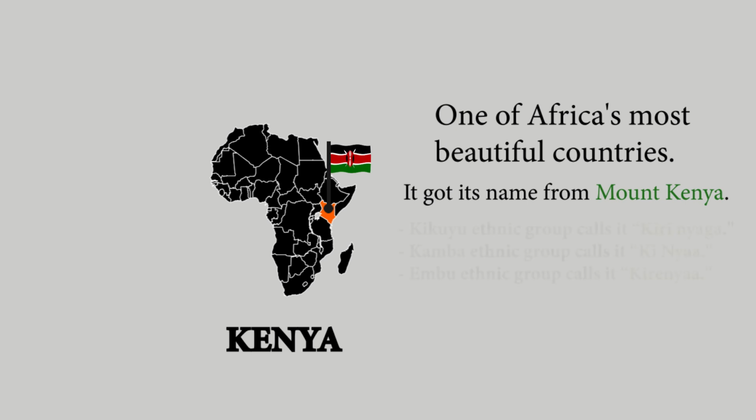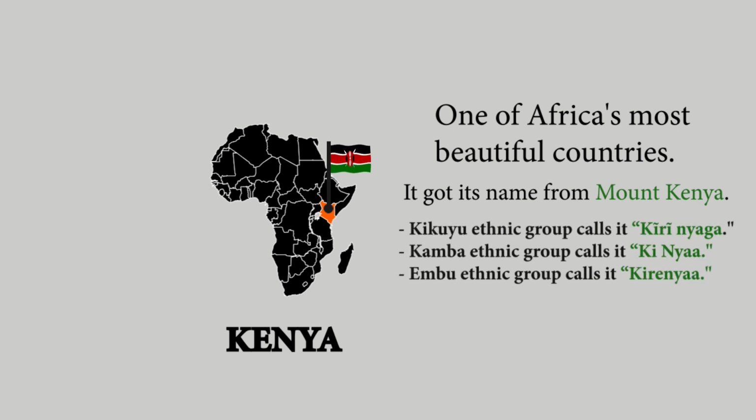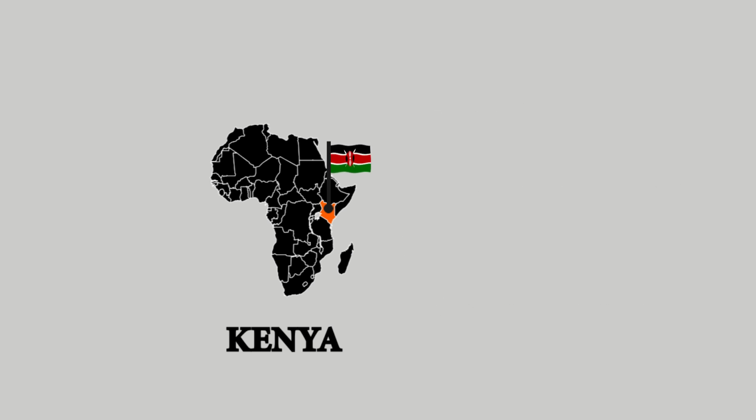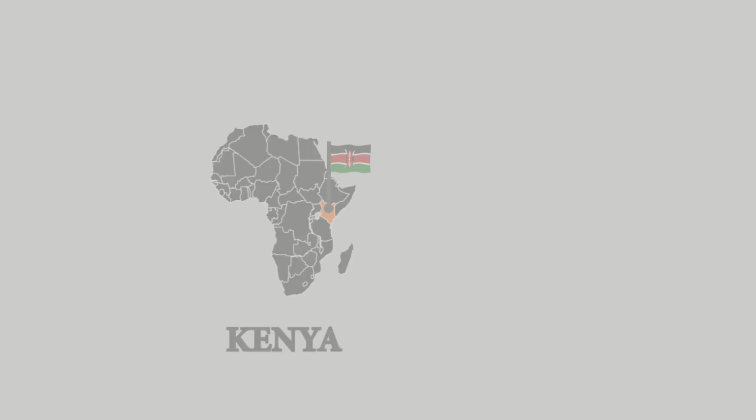The Kikuyu ethnic group calls it Kirinyaga. The Kamba ethnic group calls it Kinya, while the Embu ethnic group calls it Kirenya. All these three names have the same meaning, which is the mountain of whiteness, referring to the glacial-capped peaks. Another interesting thing to note about the mountain is that it holds a sacred value for the people, and it is often referred to as God's resting place or God's mountain.